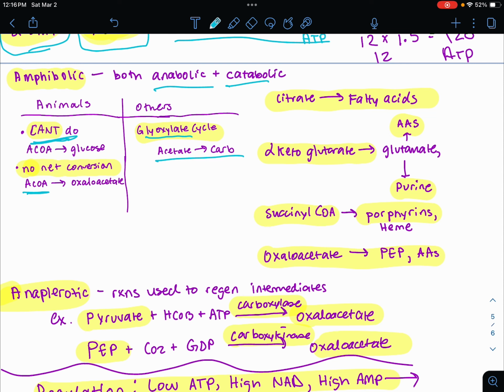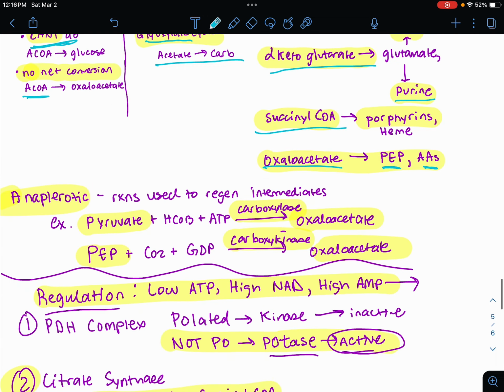Alright, so citrate can become fatty acids. Alpha-ketoglutarate will become glutamate, and then that becomes other amino acids or a purine. So acetyl-CoA could become porphyrins or hemes. Hemes are like in the hemoglobin, so acetyl-CoA will turn into some of those proteins. Oxaloacetate will become phosphoenolpyruvate as well as some amino acids.